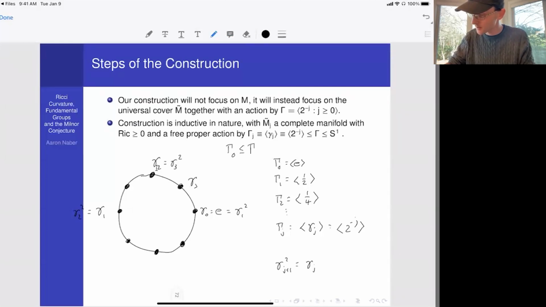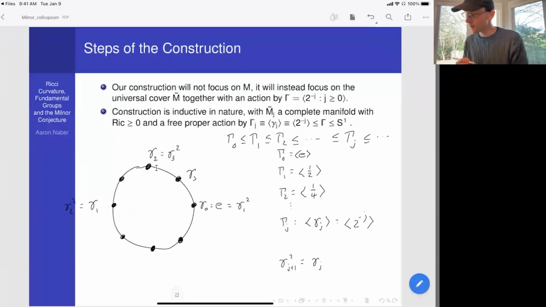Gamma naught, gamma 1, gamma 2, gamma j. So with actions by these gamma j's, in this particular case, capital gamma sub j is going to be generated by 2 to the minus j. So it'll be basically add one more. Each time we move from mj to mj plus 1, I'm going to have a slightly bigger group action on this guy. So we'll have basically one extra action on the space when we're actually done.